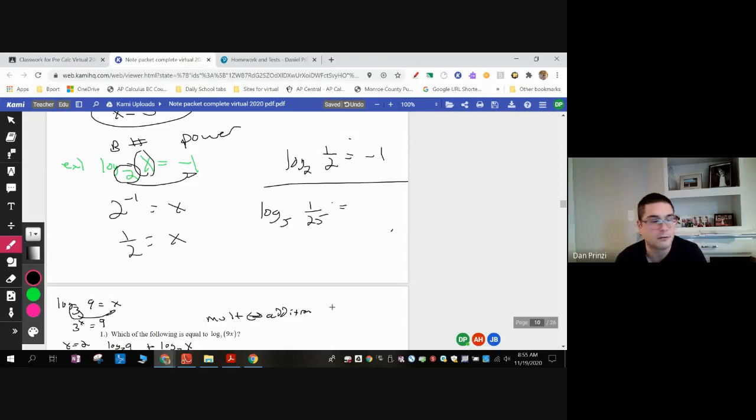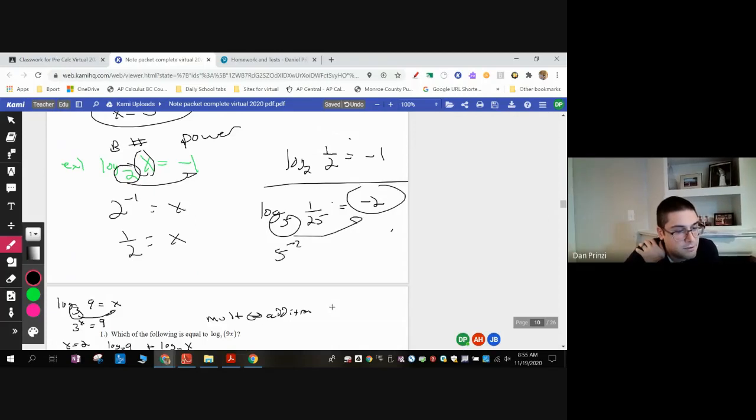Log base 5 of 1/25. Anyone have any thoughts on that? The log base 5 of 1/25. What would the exponent be? Sarah? -2. Very good, and that'd be -2. Yep, because 5 to the -2 is 1/5 squared, which is 1/25. Everyone okay with that?